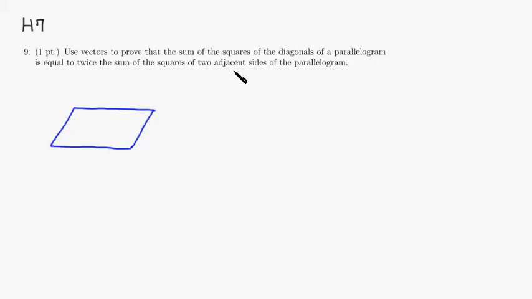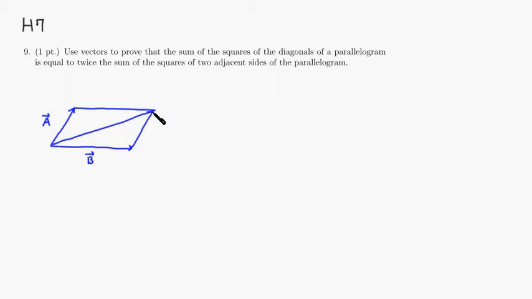Then we need two adjacent sides, so I'm just going to call this one vector A right here, and call this one vector B. Then we also need the diagonals of the parallelogram, so we need this one right here.